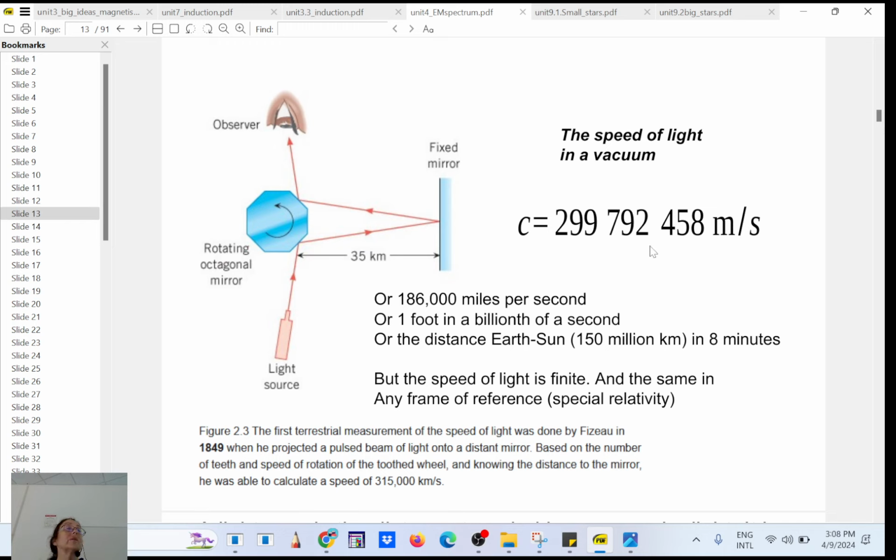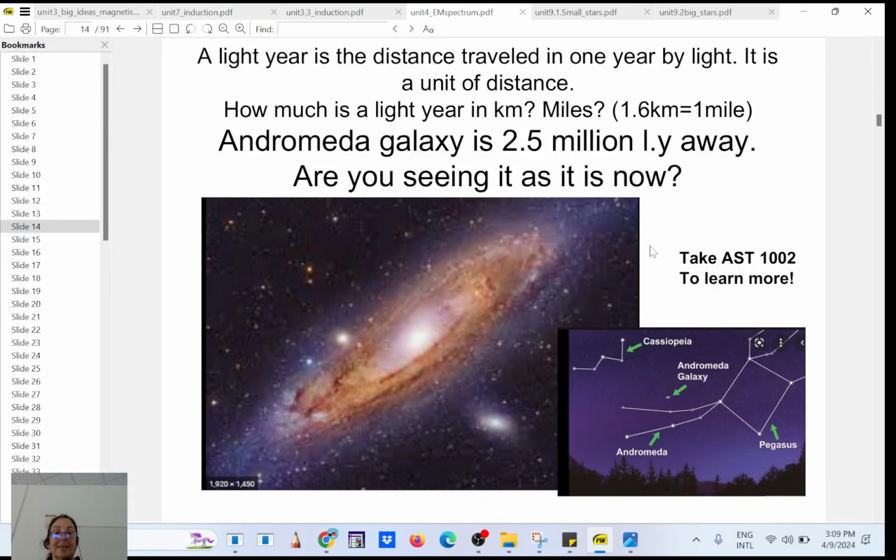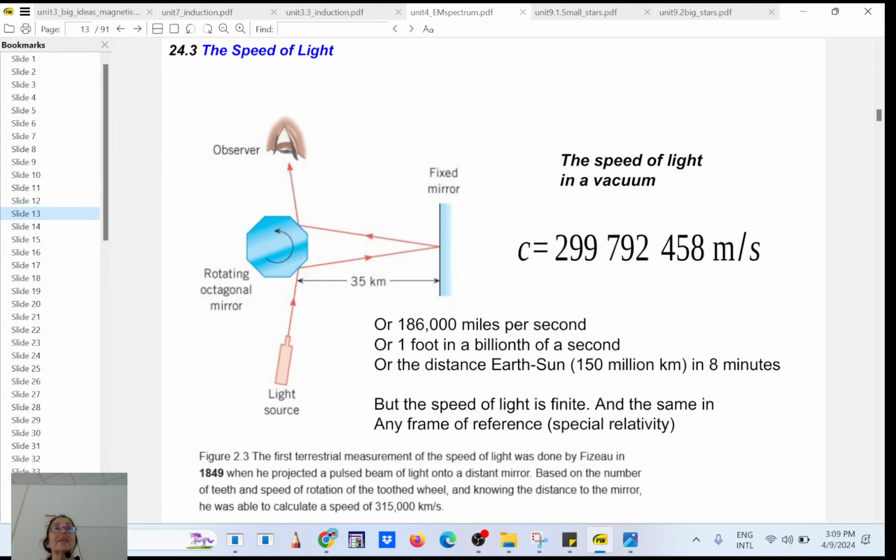But they did measure the speed of light, and guess what? Maxwell was right. And he got this value for the speed of light just massaging, shaking those equations. So the speed of light is finite. It's big, but it's finite.